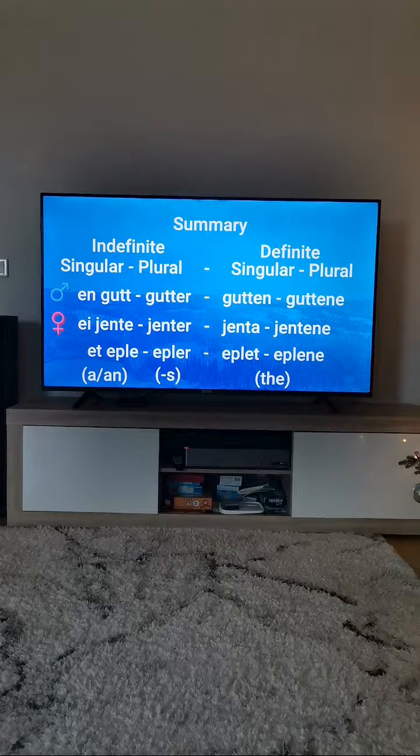En gutt, gutter, gutten, guttene. Ei jente, jenter, jenta, jentene. Et eple, epler, eple, eplene.